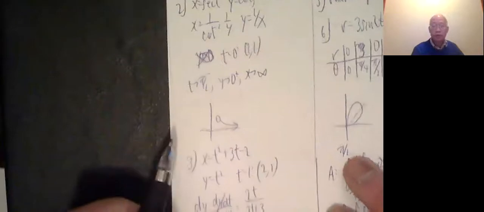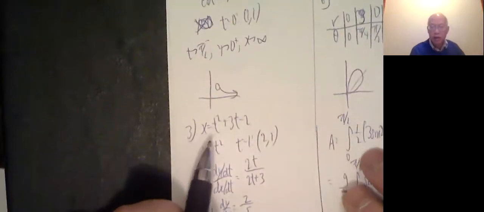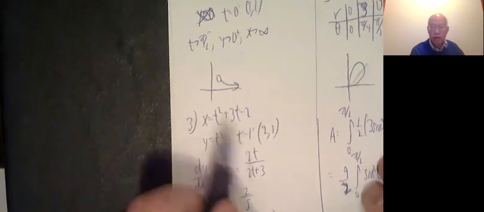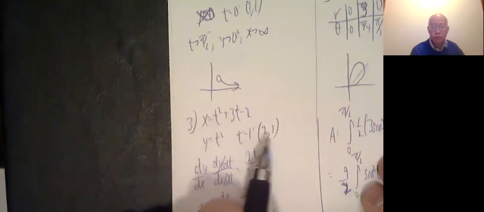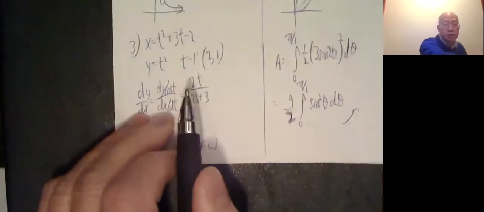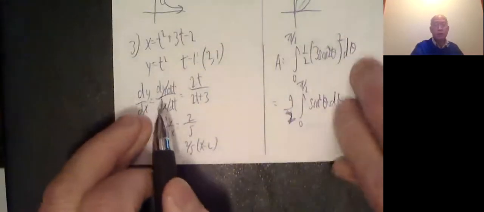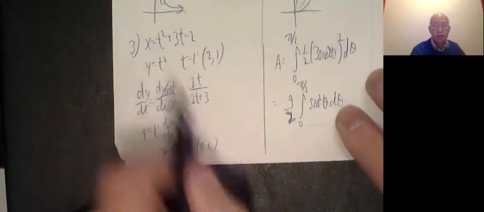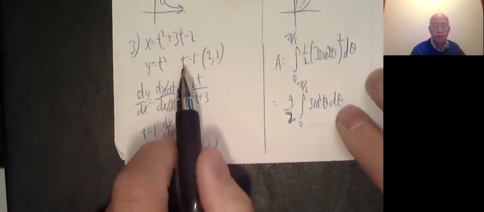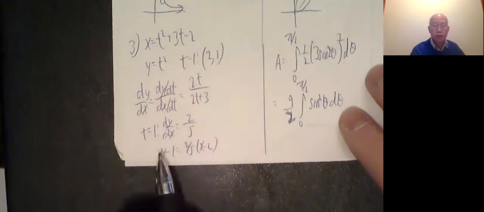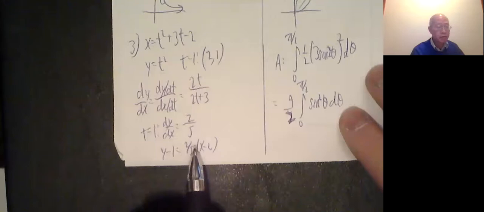Number 3, find an equation of the tangent. x equals t squared plus 3t minus 2, y equals t squared. You're given t equals 1. Plug in to get the point 2 comma 1. So plug in 1 here and plug in 1 here. Okay, by formula, dy dx is dy dt over dx dt. So dy dt is 2t, dx dt is 2t plus 3. Plug in t equals 1 and I get dy dx is 2/5. So y minus y1 equals m times x minus x1.